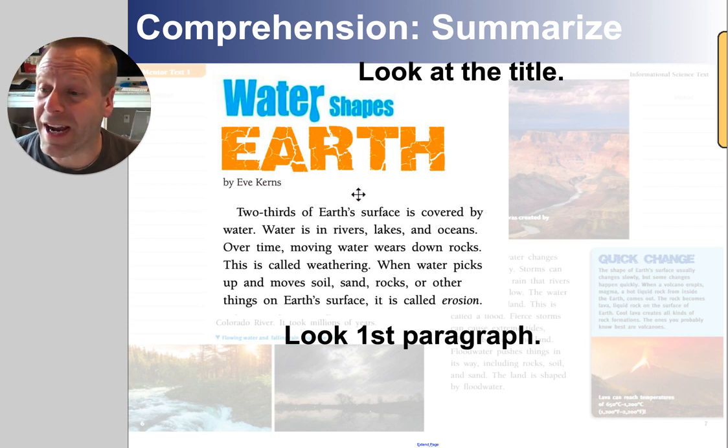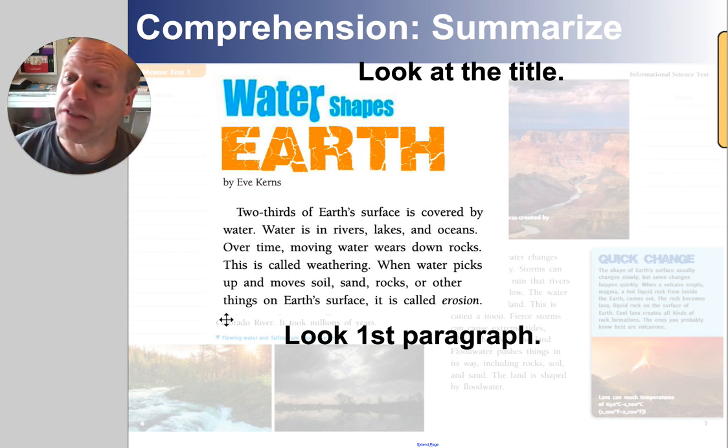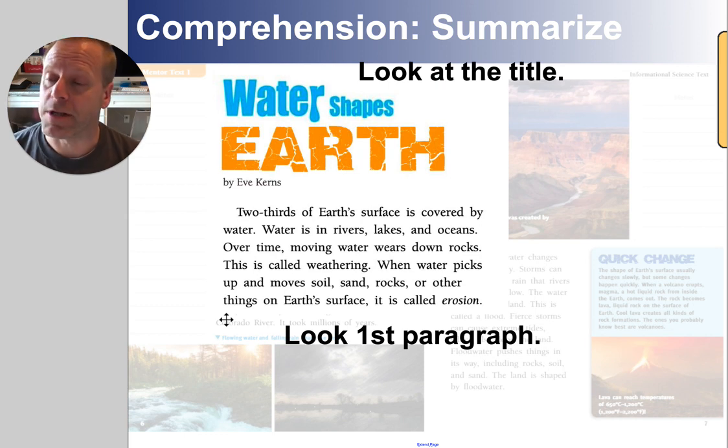And where would I find a little bit more? Well, my second clue is to look in the first paragraph. Usually in the first paragraph, the author is going to make their case. They're going to tell you what they're planning to do with the article. So I'm going to read this over, and then I'm going to pick like four words that I think are super important, and I'm going to use them to summarize the article.